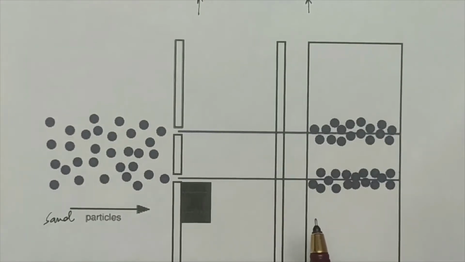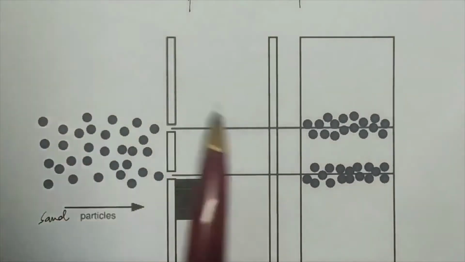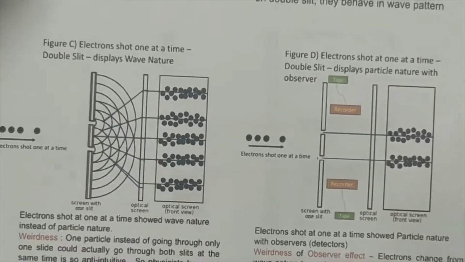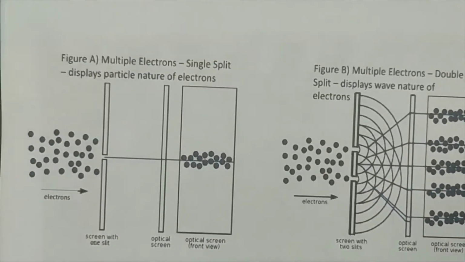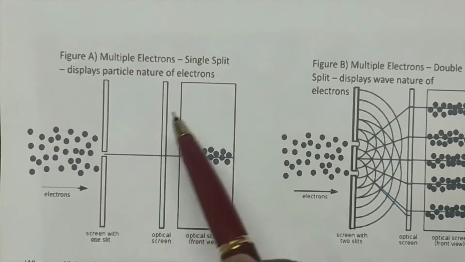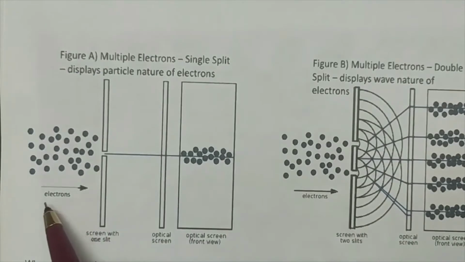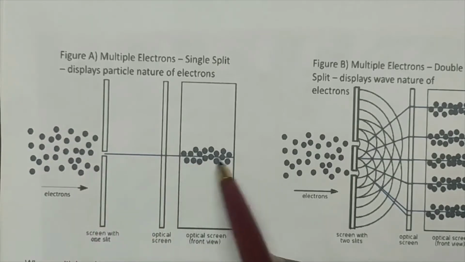Now let's see what will happen when we do this double slit experiment with electrons, because we consider electrons as particles. The first case I'm going to discuss is multiple electrons in a single slit experiment. If I have a single slit and project electrons on the slit, naturally I'm going to get depositions of the electrons on the screen like this.